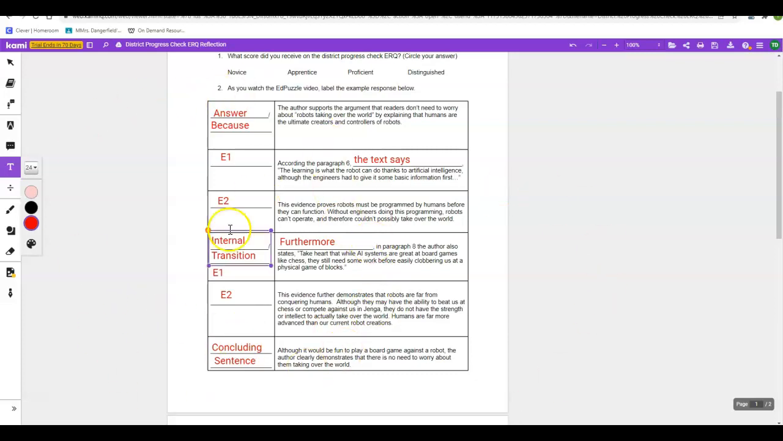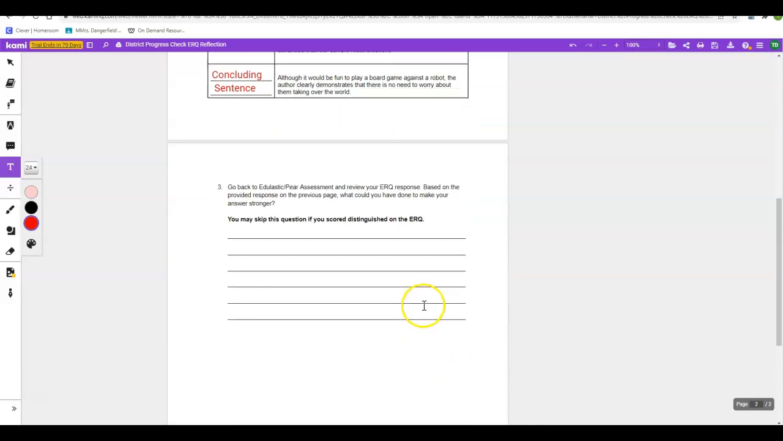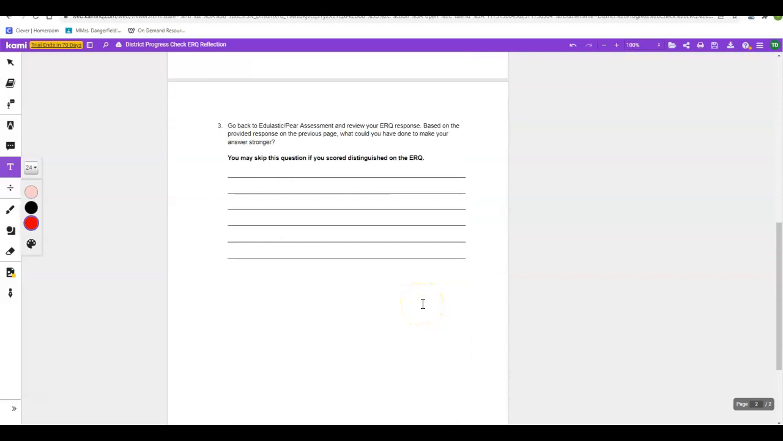Make sure that your copy looks like my copy, and then you're going to flip your paper over to the back. There is one more step to this assignment today. I have a reflection question for you, so everyone's answers to this are going to be different. It's based on your own opinion and your own experience. I want you one more time to go back to EdgeElastic, aka Pear Assessment, and take a look at what you typed for your ERQ.